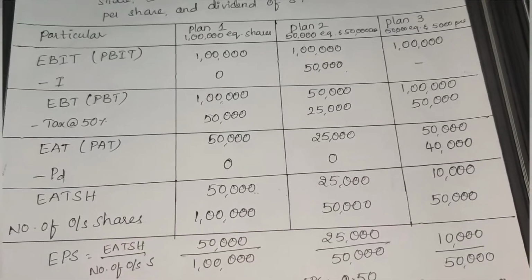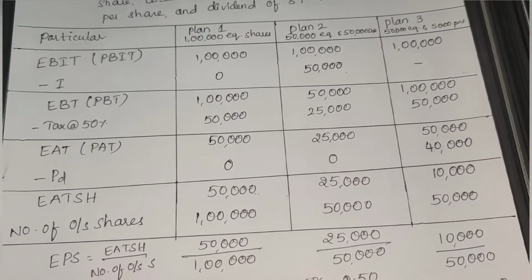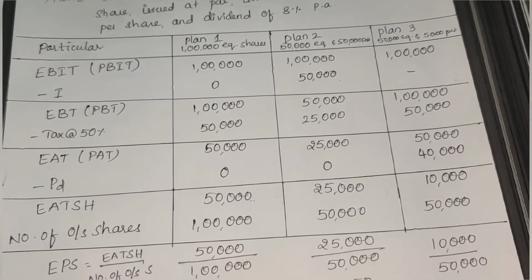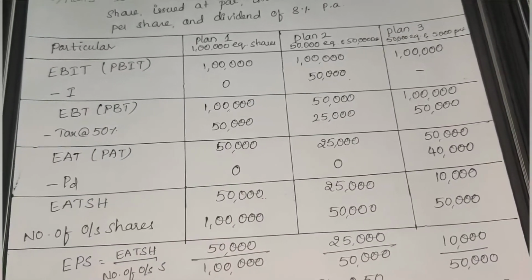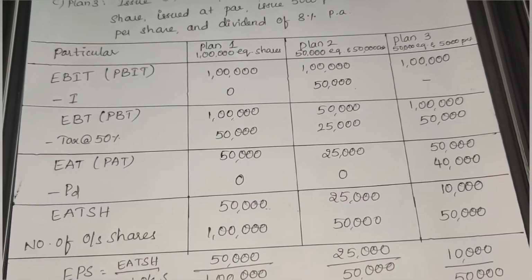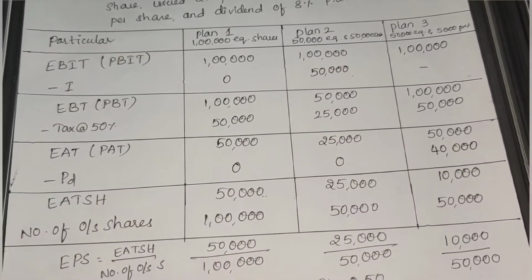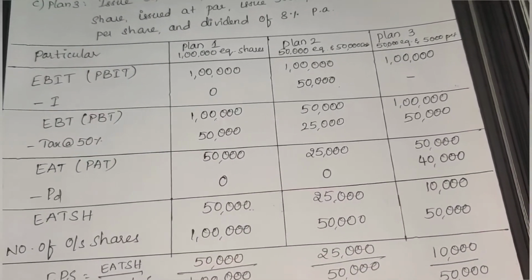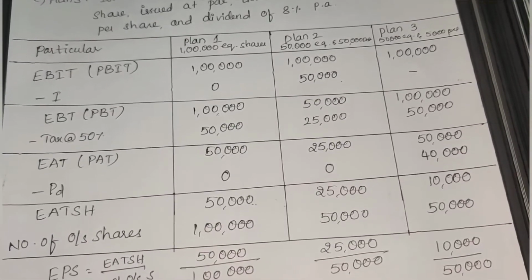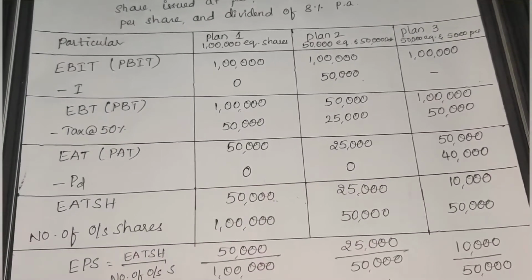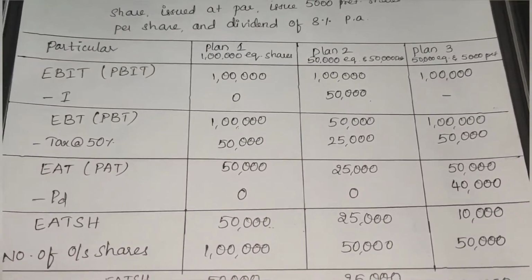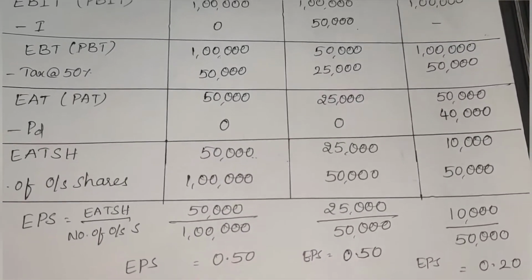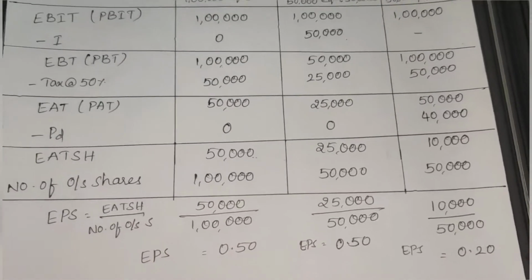So 50,000 by 1 lakh, you'll get 50 paise. Then in the second case, 25,000 by 50,000 shares. Why? Because we have 50,000 equity shares and 5 lakhs worth of debentures. So 25,000 by 50,000, that is also 50 paise. And in the third case, 5 lakh equity and 5 lakh preference shares. So from the earnings we have to deduct the 8% preference dividend, which leaves 10,000, divided by number of shares, that is 50,000 shares. So 10,000 by 50,000 you will get 0.2. So the earnings per share in the first two cases is 50 paise and in the third case it is 20 paise.